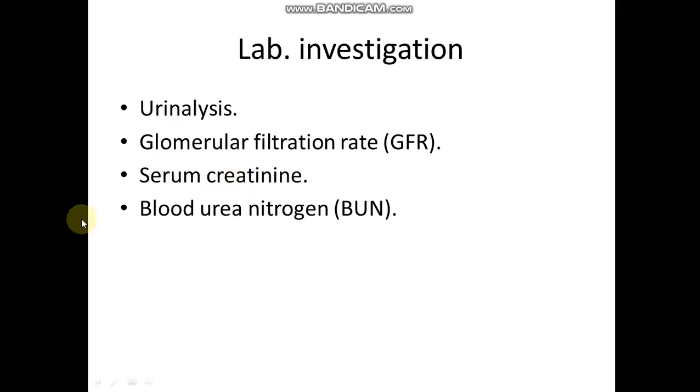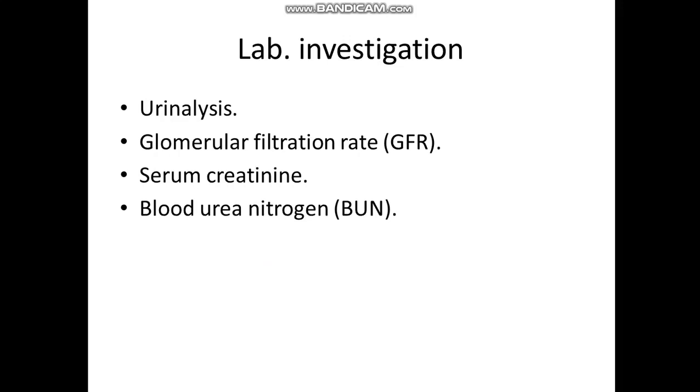And also we have blood urea nitrogen. Blood urea nitrogen can be used to check the functions of the kidney, but it's not specific to measure the glomerular filtration rate. So usually the physician or urologist uses serum creatinine to measure the glomerular filtration rate and also the functions of the kidney. The value of the serum creatinine ranges between 0.6 to 1.20 milligram, and the value of the blood urea nitrogen ranges between 120 to 130 milligram per deciliter.